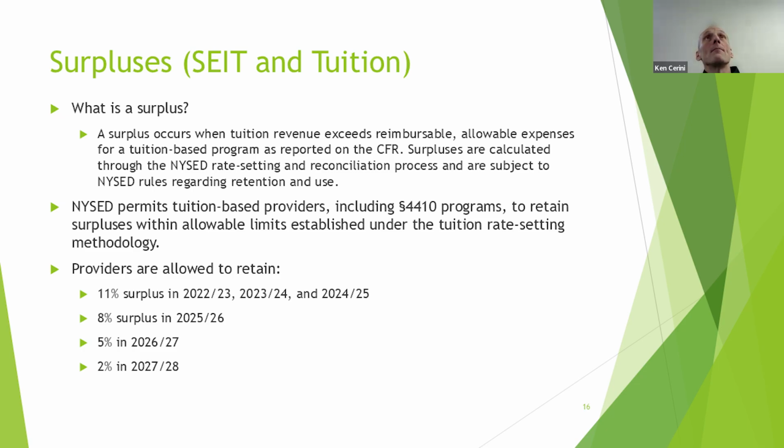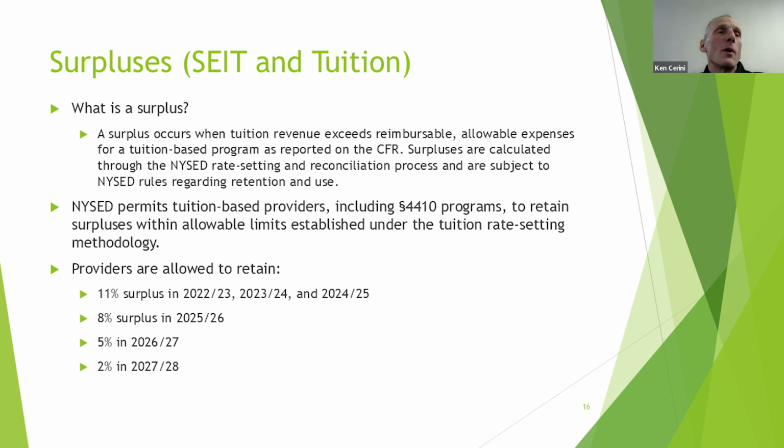That is not a cumulative 11%. Each year stands on its own. So at the end of 25, you could have more than an 11% surplus, because it's 3 years worth of surpluses. So if your operation stayed flat for that 3-year period of time, and you put away 11% each year, theoretically, you'd have a 33% surplus. So in 25-26, that drops down to an 8% surplus. 26-27 is 5, and then 27-28, it drops down to 2.